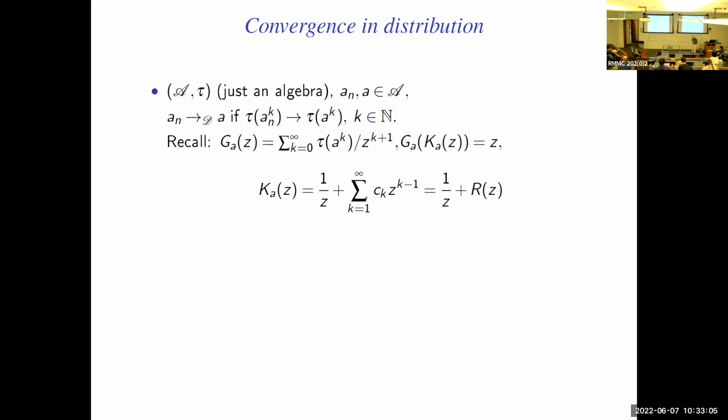And now a little reminder. Remember that the Cauchy transform associated with a is a formal power series G_a of z, which is the sum of tau of a to the k divided by z to the k plus 1. And K_a is the formal inverse of this power series at infinity, which is written as 1 over z plus the sum of c_k z to the k minus 1, or 1 over z plus the R transform.